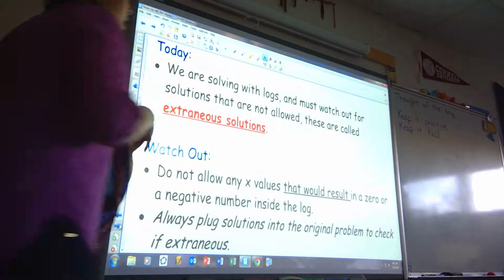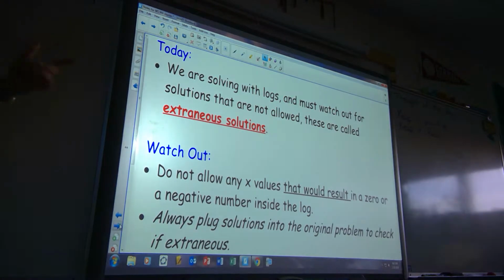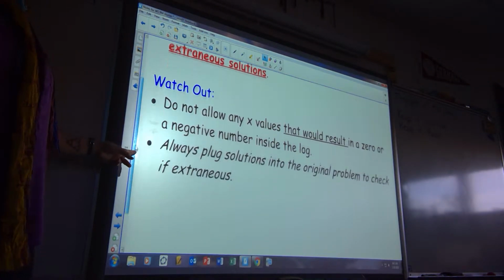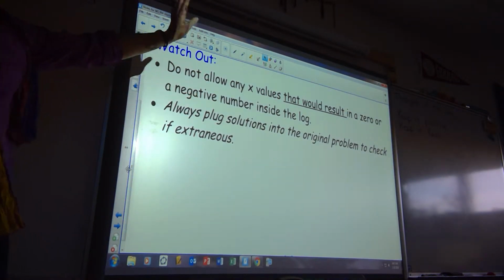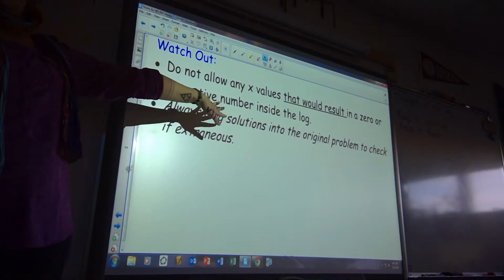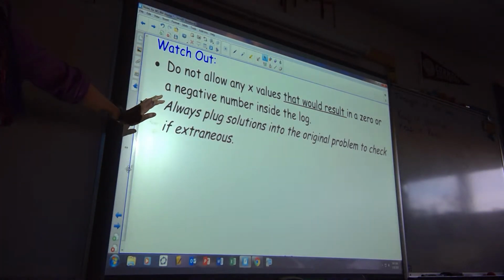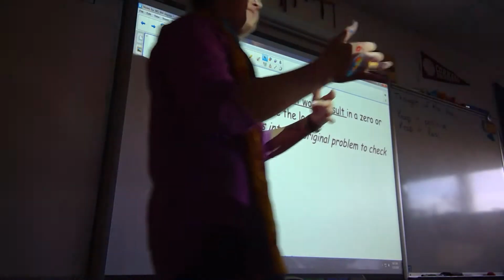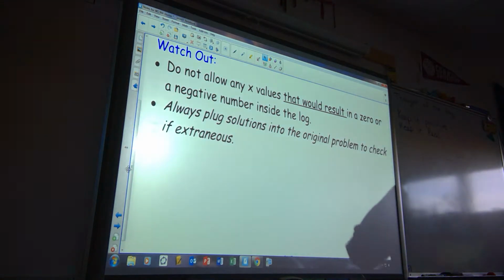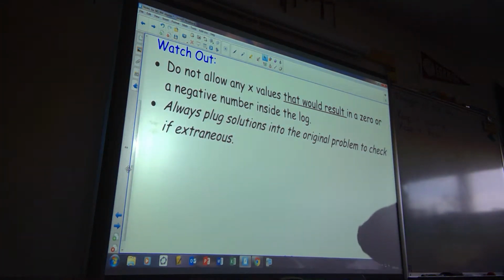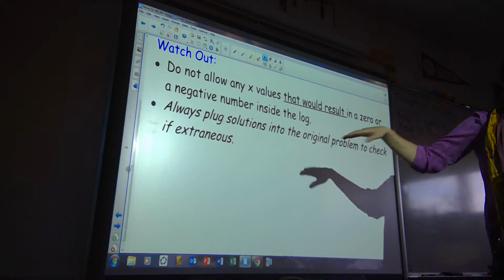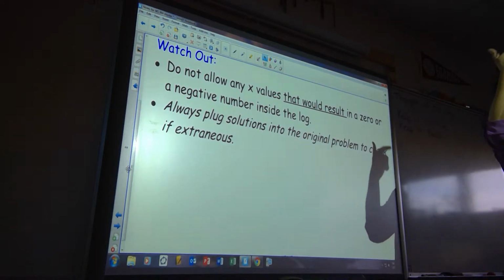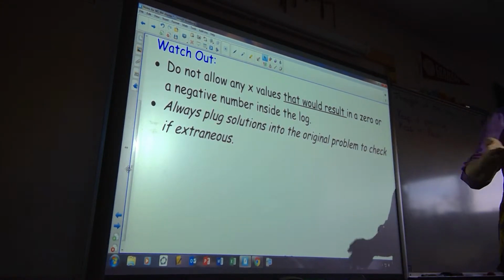So when we solve these, you do need to watch out for those extraneous solutions. Don't allow any x values that would result in a 0 or a negative number inside of the log. And then I would say always plug your solutions back in. But honestly, if you take the time up front to think about, okay, I need to make sure that all of my allowable answers are bigger than 5, then you're probably going to catch the extraneous ones. The concept of plugging it back in is to check for extraneous, but if you think about it in advance, then maybe you don't have to do the plugging in step.